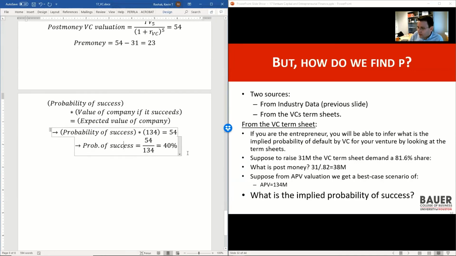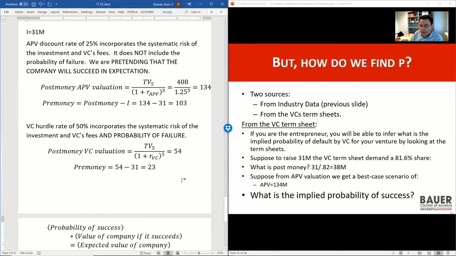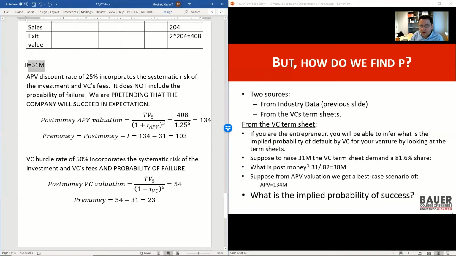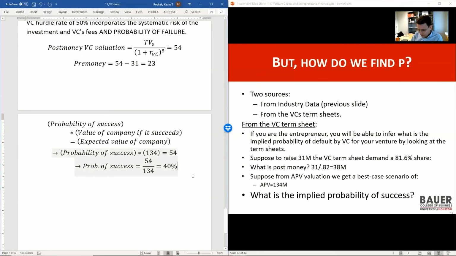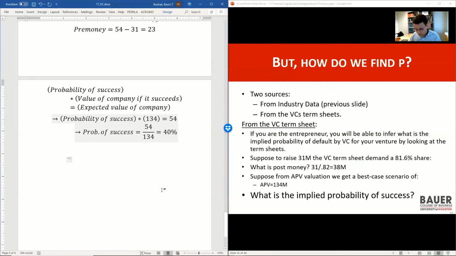So let's do a little example of that. Using some of the same numbers that we had before, suppose that you put in $31 million from a VC, and the VC demands an 81.6% share of the company. What would be the implied valuation from that?